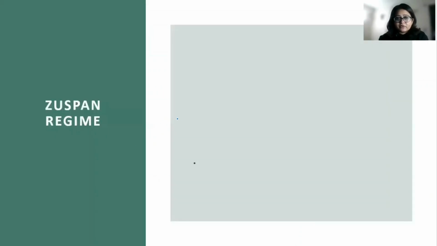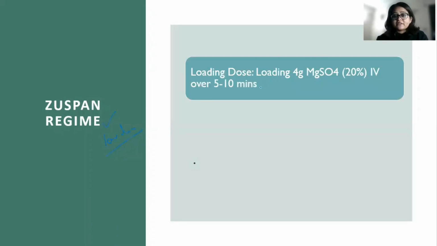That's very important. Okay, now the Zuspan regime. So if you have an IV infusion pump, the Zuspan regime can also be used. And this is a low dose. The total dose is lower than the Pritchard regime, so your chance of magnesium toxicity is lesser. So if we have an IV infusion pump, this is to be preferred. What is this dose? The loading dose is the same. It doesn't have the IM dose. It just has the 4 gram, 20% magnesium sulfate.